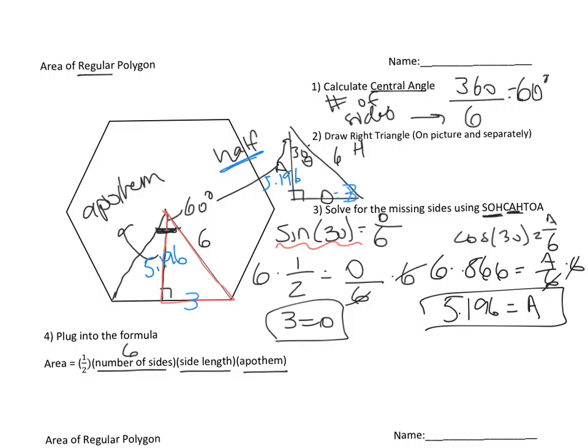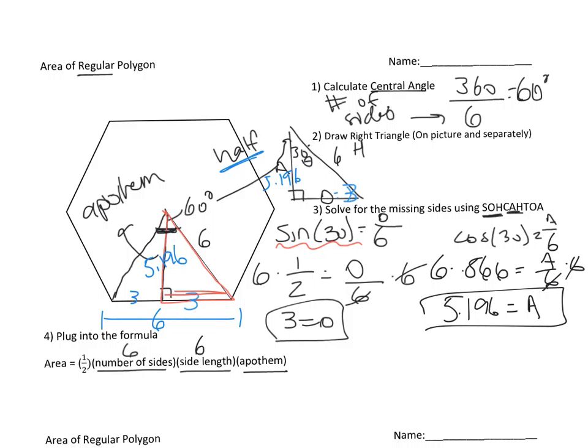The formula says 1/2, the number of sides, which is 6, the side length, but that would be this whole side length. And right now, we only know that this chunk right here is 3. But if they're split up into 2 congruent parts, that means that side's going to be 3 and this side's going to be 3. So the whole side length is going to be 6.